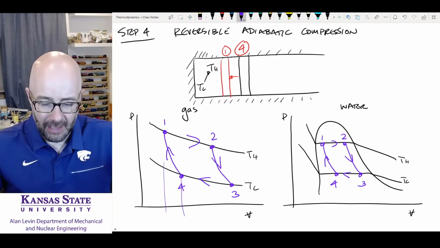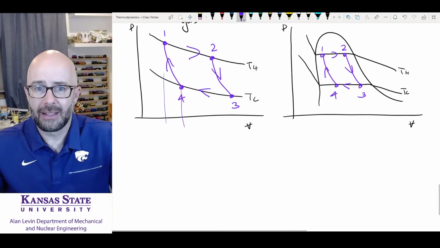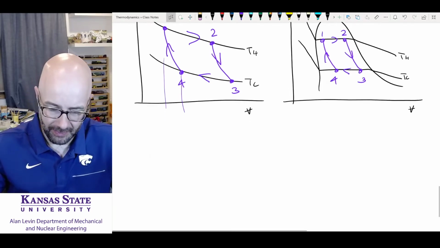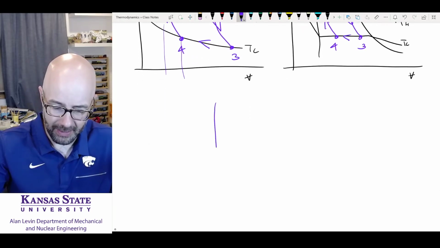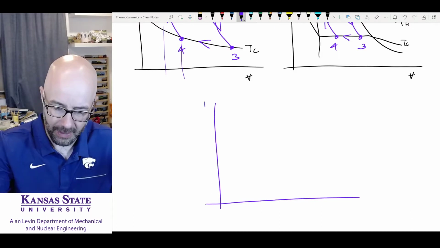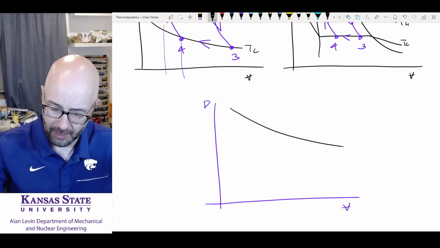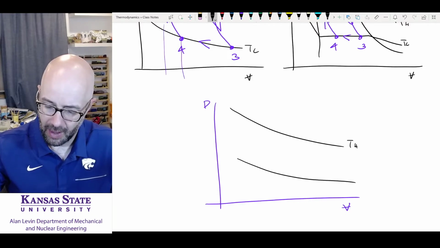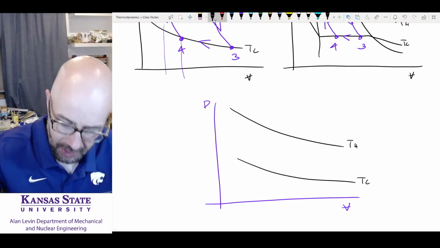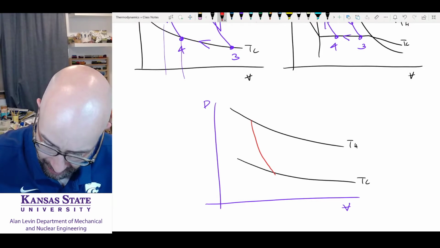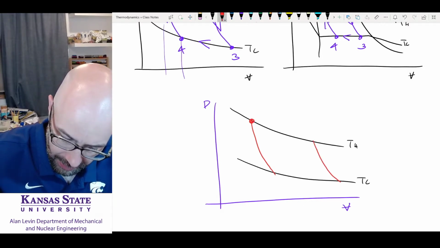More importantly here, you have to understand the processes. So let's do this again. Let's talk about this gas. Let's do the gas one here again, PV. Now I kind of reverse my colors here. TH, TC, and let's just do this in red here. Let's make this very wild here.